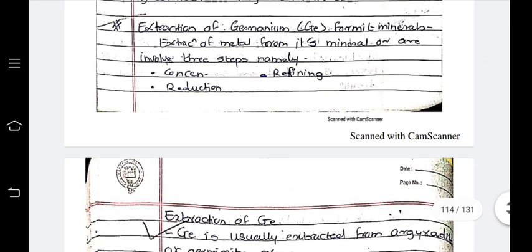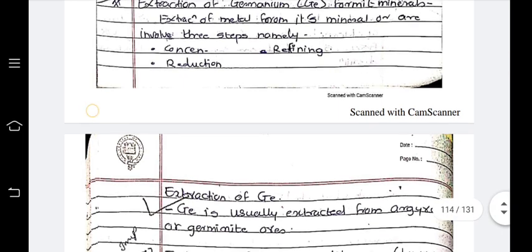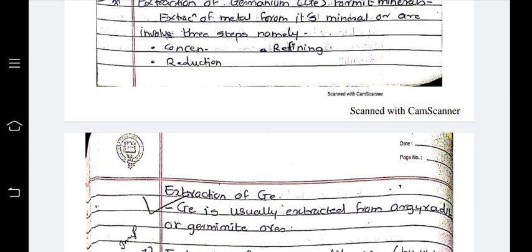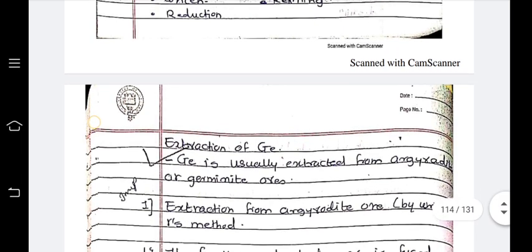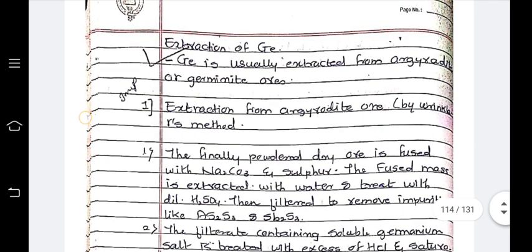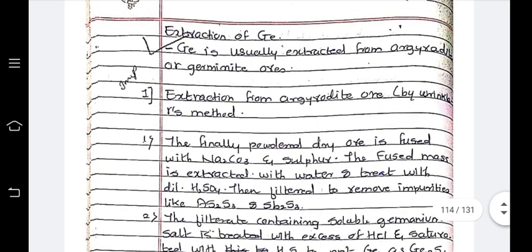Next is the extraction of germanium, Ge, from its minerals. Extraction of a metal from its mineral ores involves 3 steps: the first is concentration, the second is refining, and the third is reduction. So, extraction of germanium: germanium is usually extracted from oxidic or germanite ores.